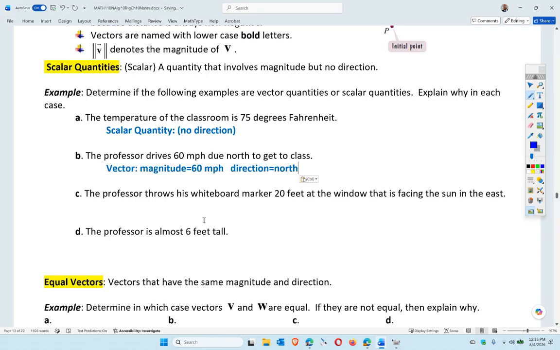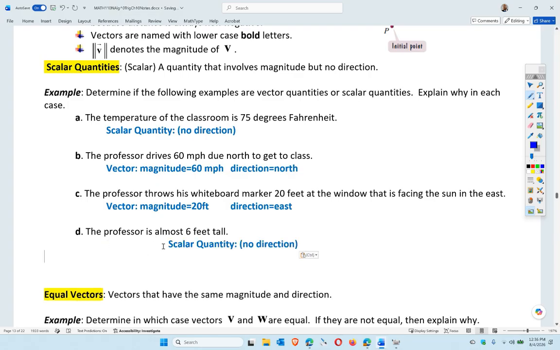If I throw a whiteboard marker 20 feet at the window, facing the sun to the east, that can be drawn as a vector, because 20 feet is the magnitude and the direction is east. If I'm almost 6 feet tall, that's just a scalar, just a measurement. That is not a vector.